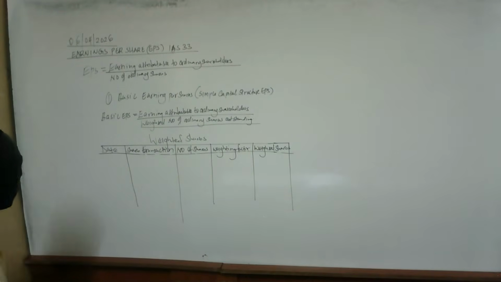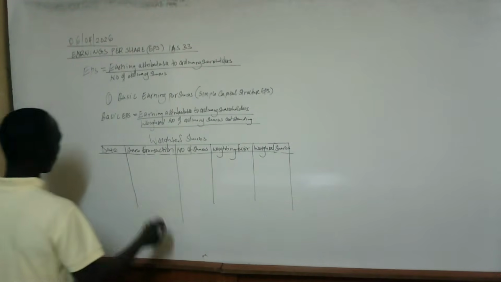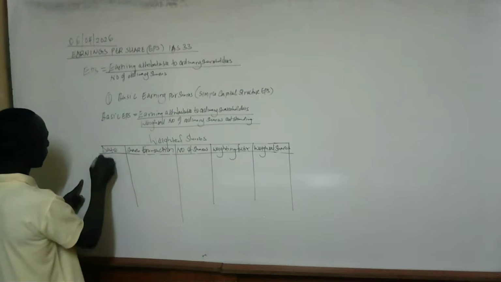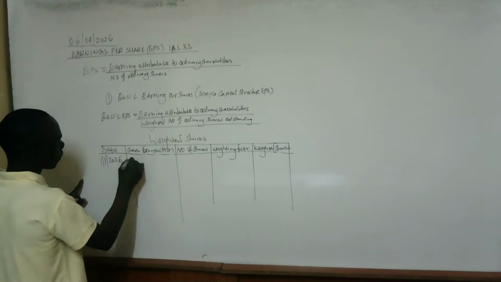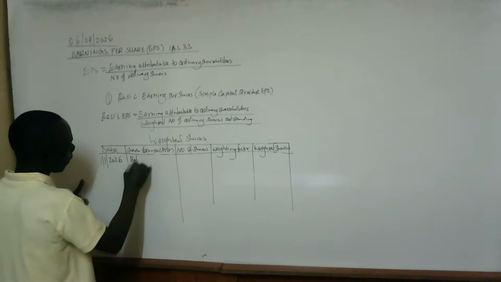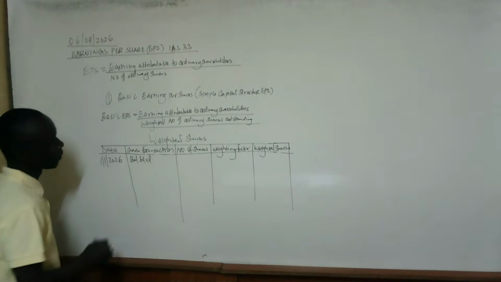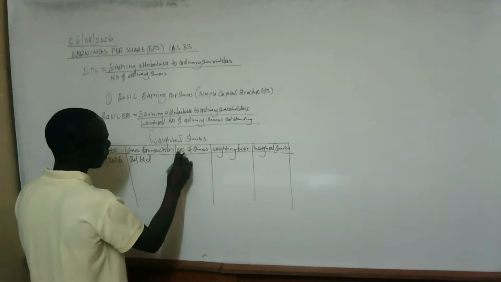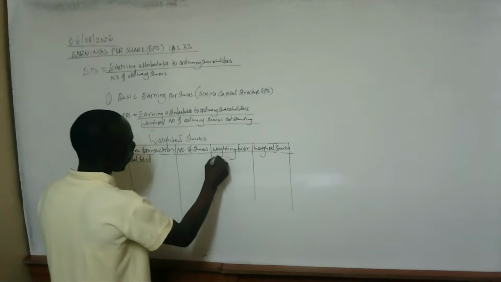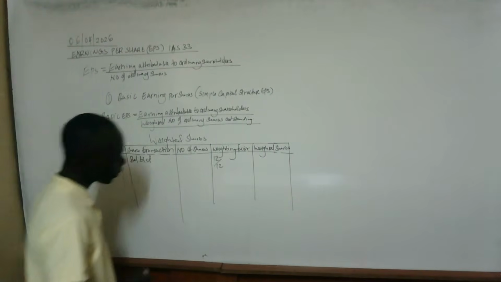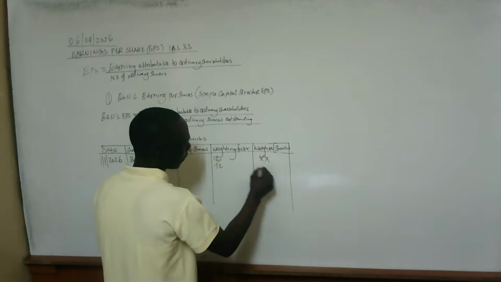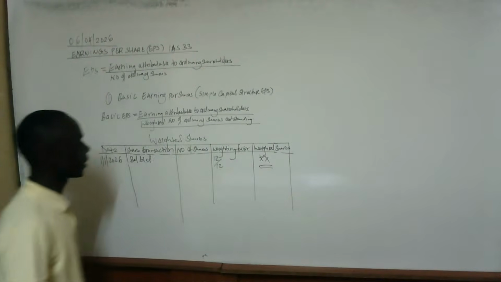In this case, for example, if our financial year starts on 1st January 2026, the share transaction will be the balance brought down. Then we are going to have the number of shares here. Then we weight by the number of months that we have in a financial year. And then we will get the weighted shares.